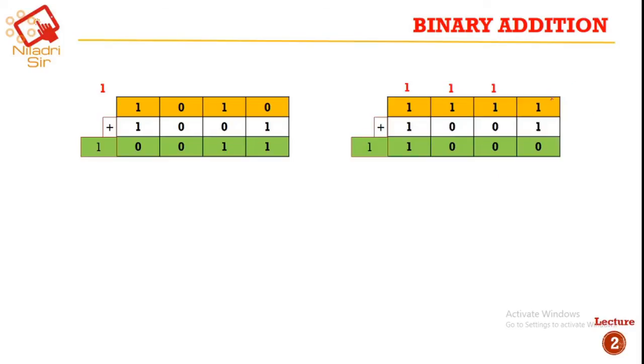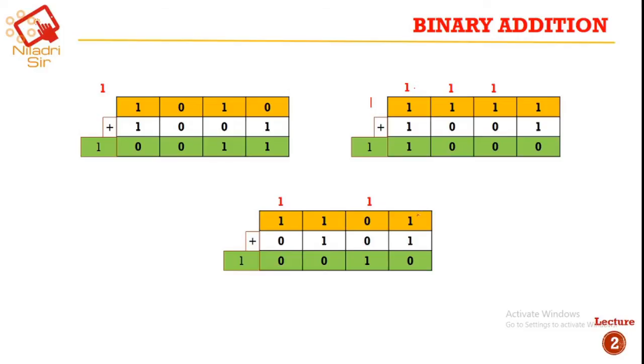Next, this one. 1 plus 1 will be 0, in hand we have 1, then 1 plus this 1 is 0, and in hand we have 1. So 1 came here. So 1 plus 1 is 0, in hand 1. So 1 will come here. So 1 plus 1 is 0, in hand 1. That 1 will come here. And 0 plus 1 is 1. And this 1 will come here. So the answer is 11000.